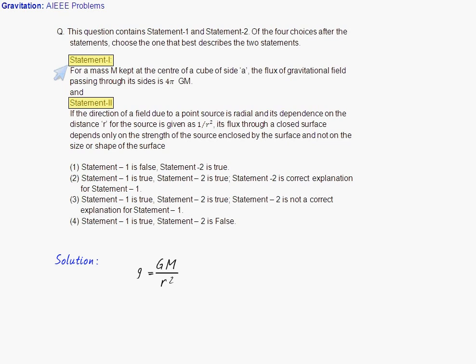And with the help of analogy also you can solve this. You can make the analogy with Gauss law in electrostatics, and you can solve this also.